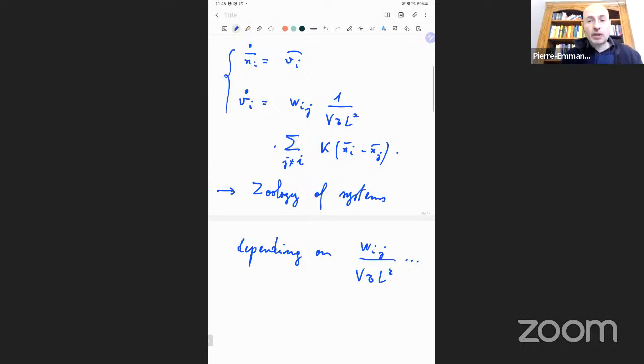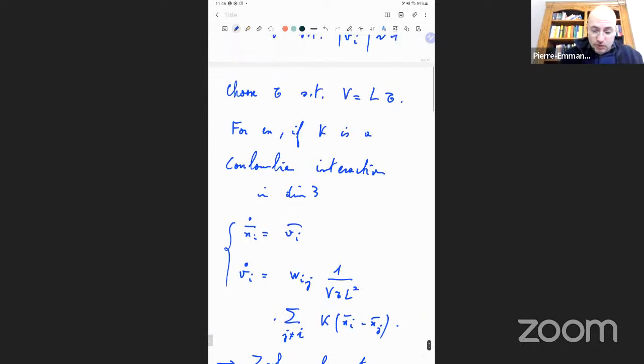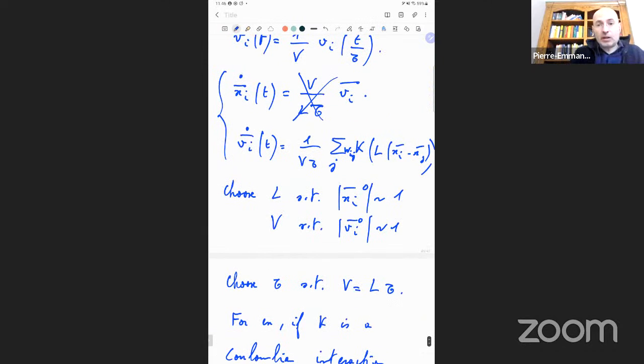And this is a simple case, because K is homogeneous, so I can actually pull out this L and put it with everything else. But if K is not homogeneous, so if I have point charges and I have a screening, then this is much more complicated.